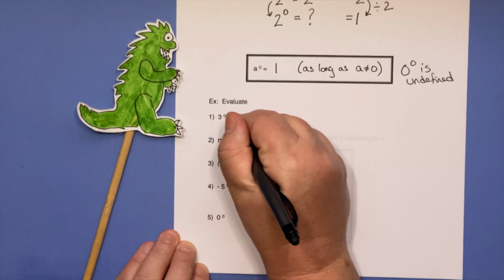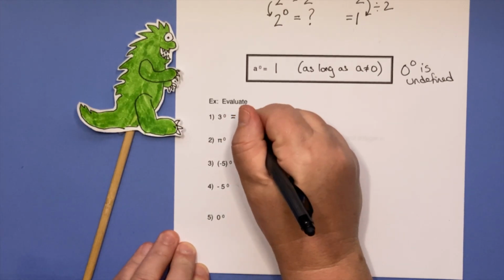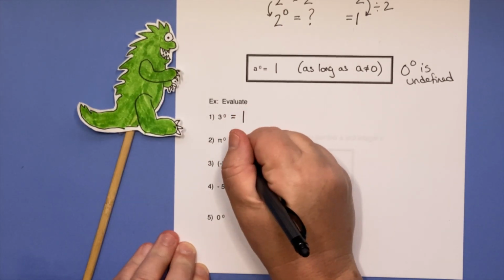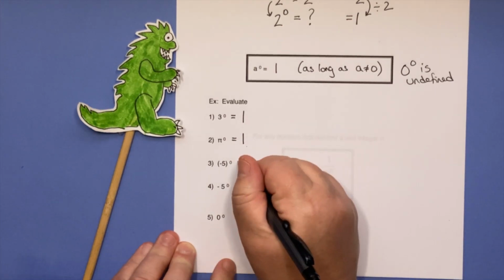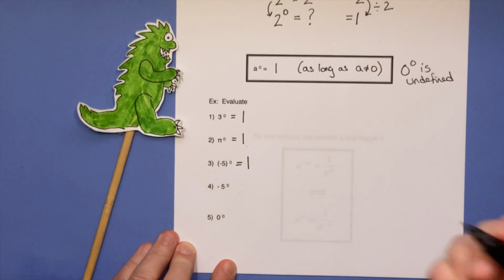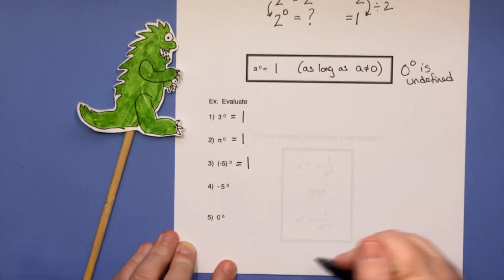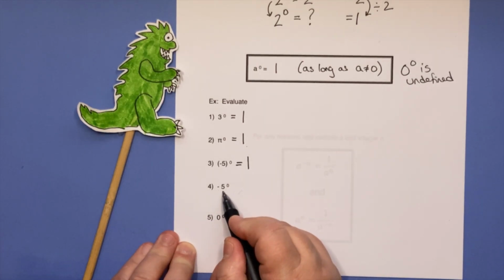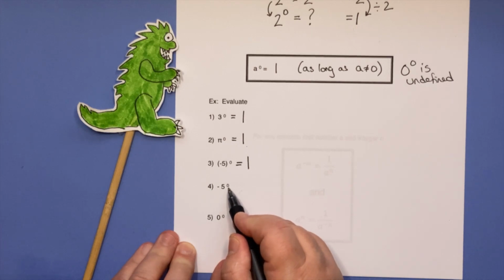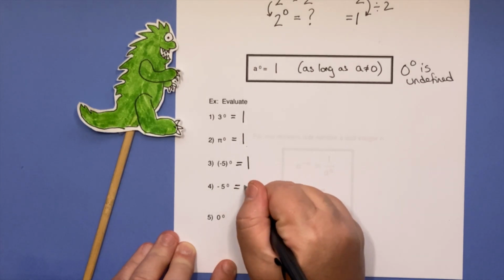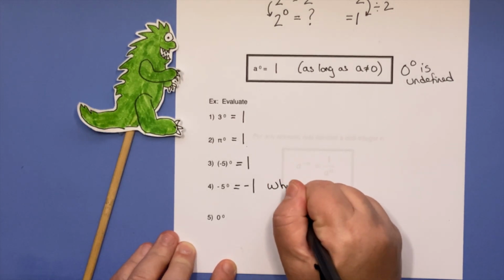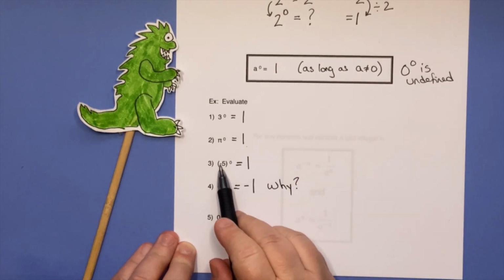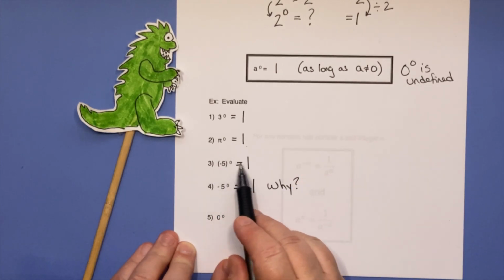3 to the 0 equals 1. Pi to the 0 equals 1. (-5) to the 0, the quantity, equals 1. And before you start going 1, 1, 1, 1, 1, -5 to the 0 is actually -1. Oh, there's always got to be one. That's just a pain, right? So why? Why is -5 in parentheses to the 0 equal to 1?